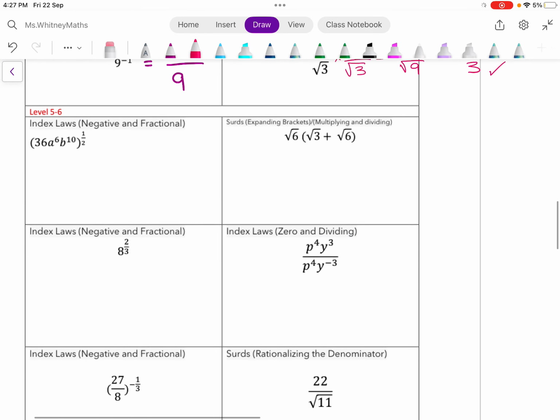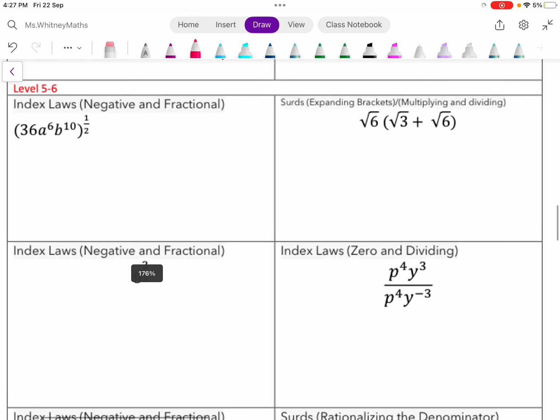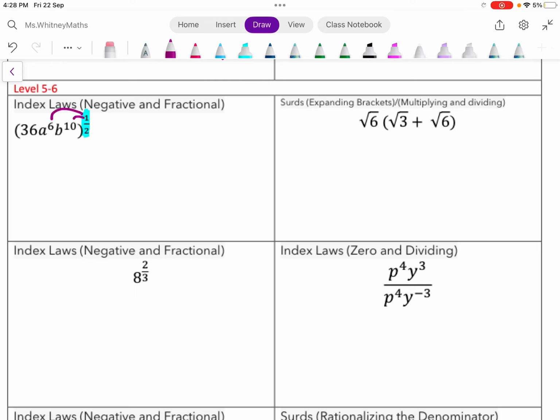So the next questions here, we're going to have a look at some slightly more complex, but using a lot of the skills we had before. So if you haven't done this already, just pause the video, have a go, and then come back to the video. Just remember that a half means square root. Okay. Now, when we have brackets, we also multiply the powers. So what's really important here is that we have 36 to the half.